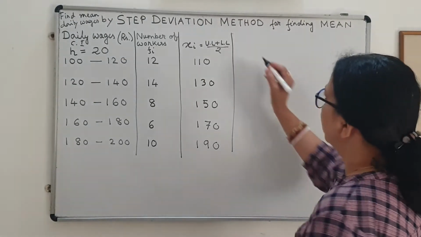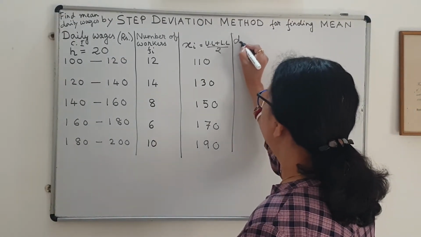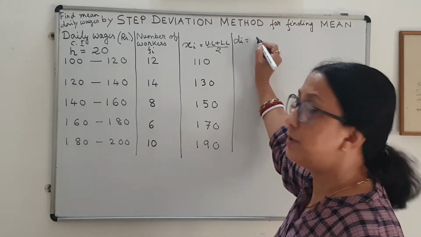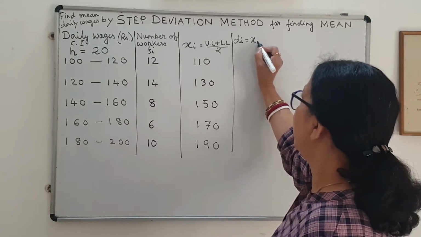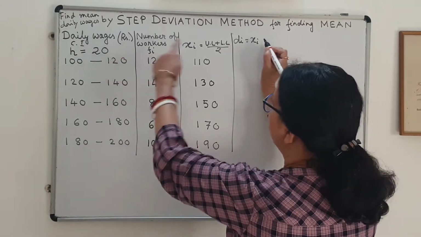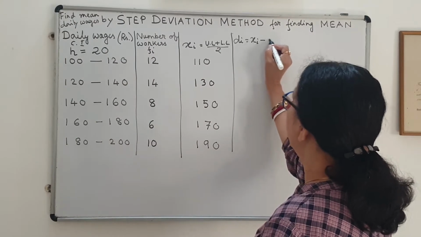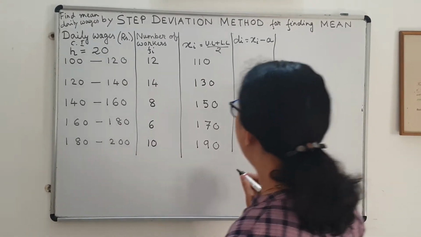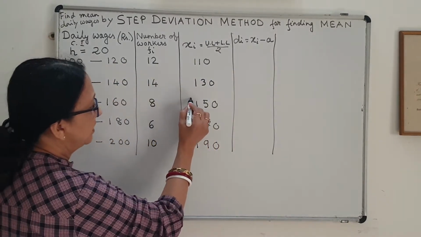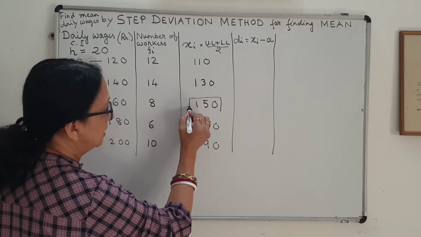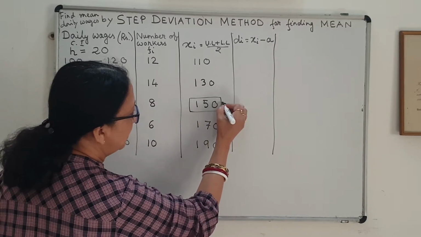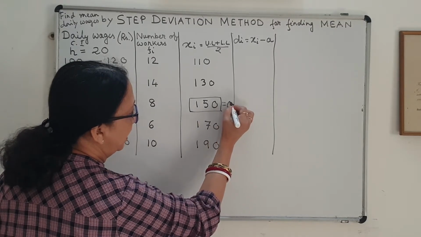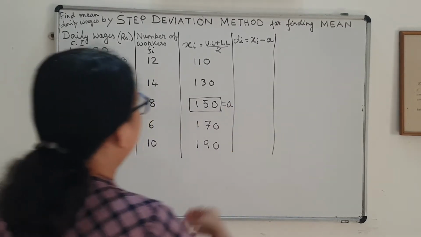Next, we'll find out the di column, that is deviation, as I have told you in the assumed mean method. That is nothing but the deviation of these observations from the assumed mean. So for that, we have to assume a mean. Generally we take the middle one to be the assumed mean, as you have seen in the assumed mean method. So this I have assumed to be the mean, A.